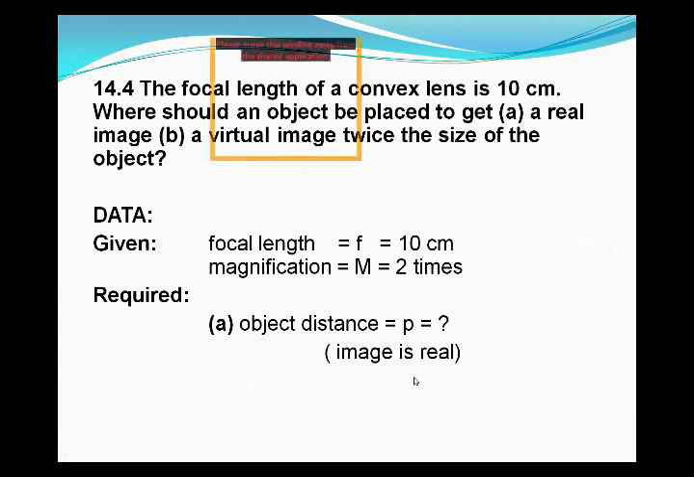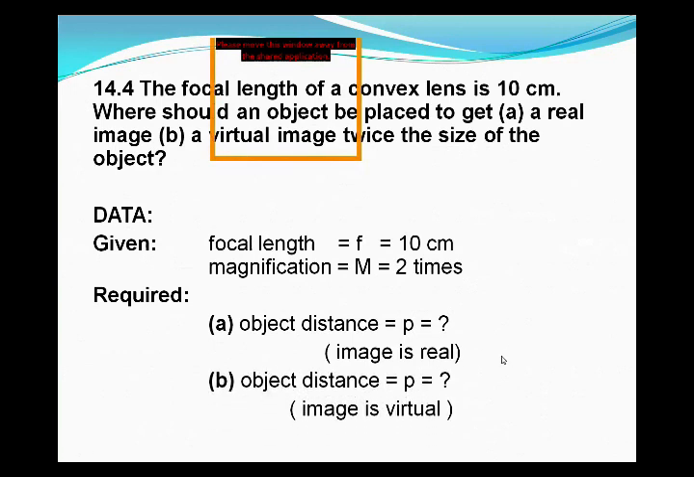Now, in the required, we are going to determine the object distance, that is small p. Here we will write the image is real. If the image is real, then q will be positive. In the second case, we again have to find the object distance, but here the image is virtual. Why are we writing the image is virtual? Because q is negative. So when we use the lens formula, first we have to find the value of q.